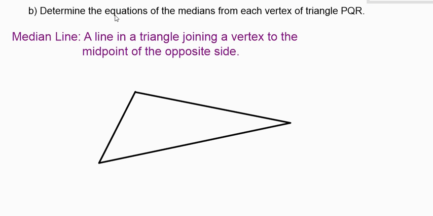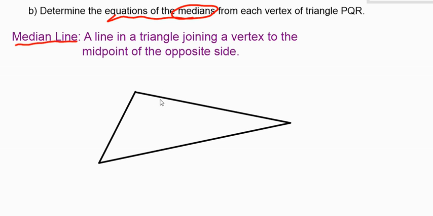Now we need to determine the equations of the medians from each vertex of the triangle. So let's make sure we understand that a median line is a line in a triangle that does the following. So it's a line in a triangle joining a vertex to the midpoint of the opposite side.